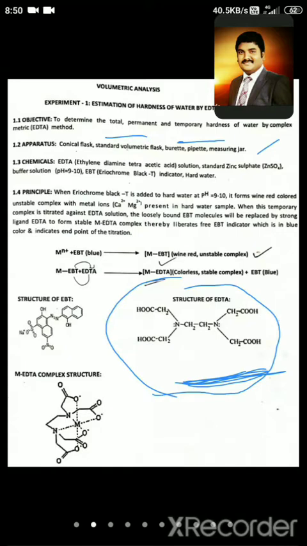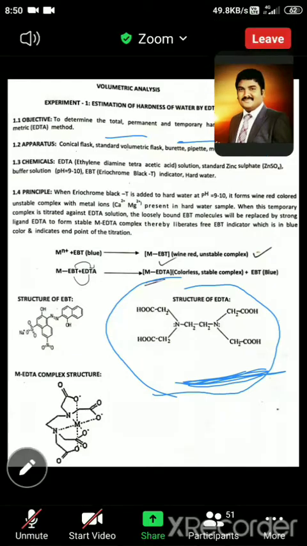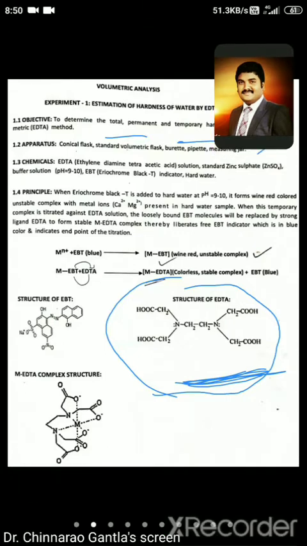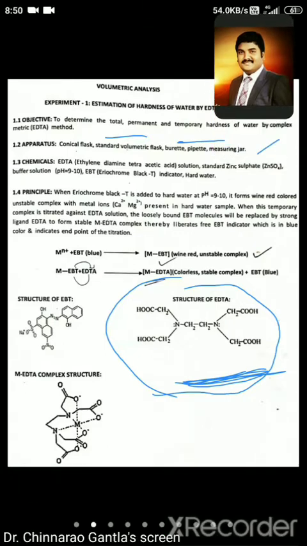What you should first remember is that Eriochrome Black T is added to hard water. The hard water gives a wine red color, an unstable complex is formed, and temporary bonds are formed with EBT. The loosely bound EBT is replaced by the strong EDTA, and the EBT is freed from the bond. This is the basic principle of the reaction.